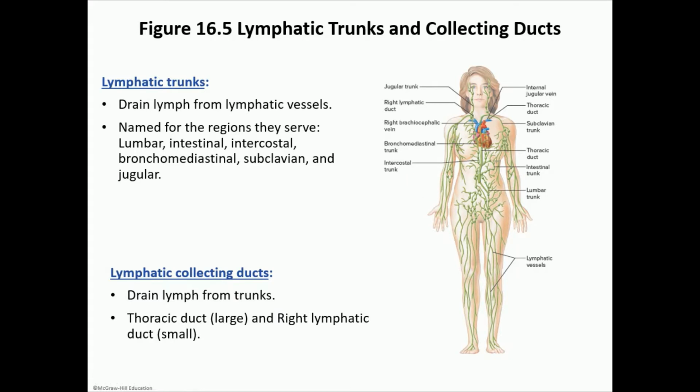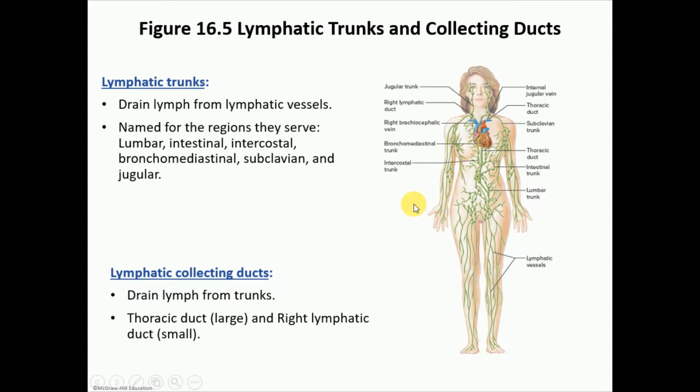And then we are going to collect all of that lymph into two lymphatic collecting ducts. There's one on the right side and one on the left side. The left side is the biggest of the two, and that collects lymph from most of the body. That's known as the thoracic duct. On the right side, the lymphatic duct is much smaller, and it collects lymph only from the right side of the head and neck, the right side of the chest, and the right upper limb.